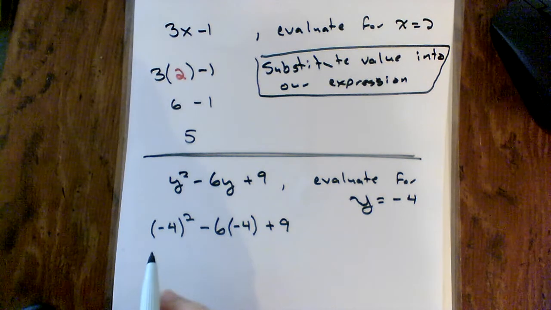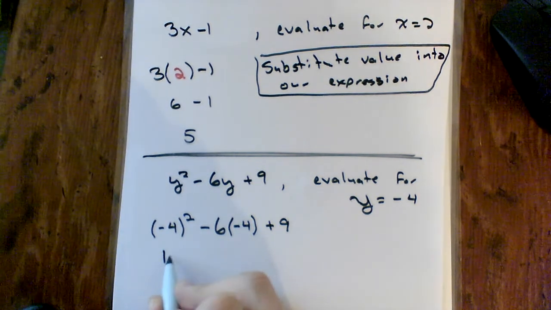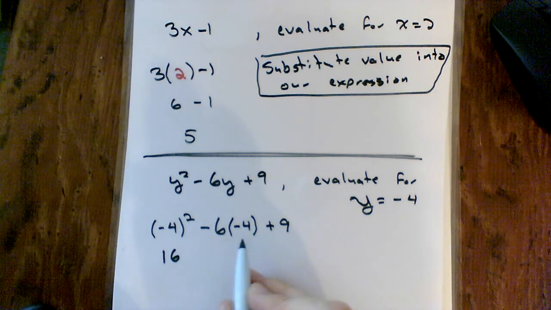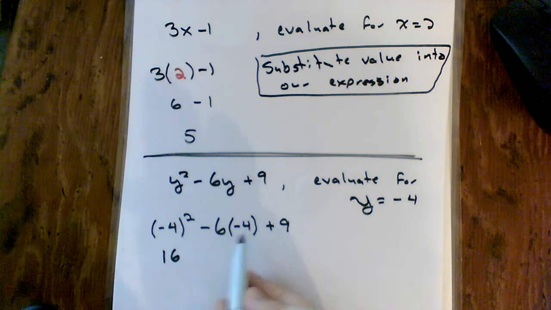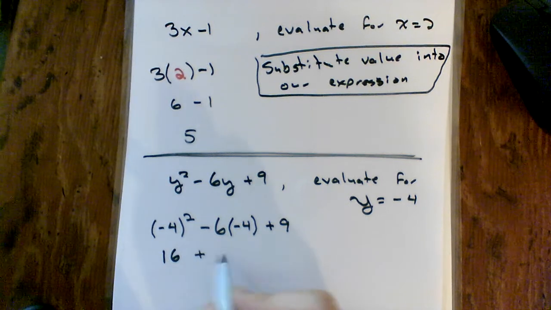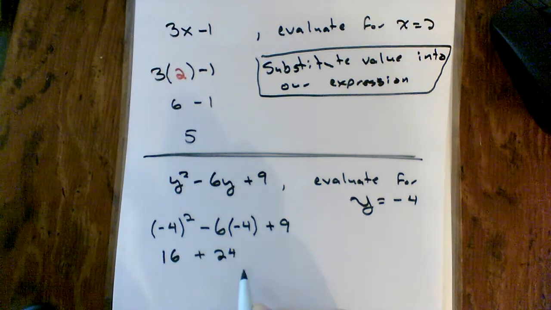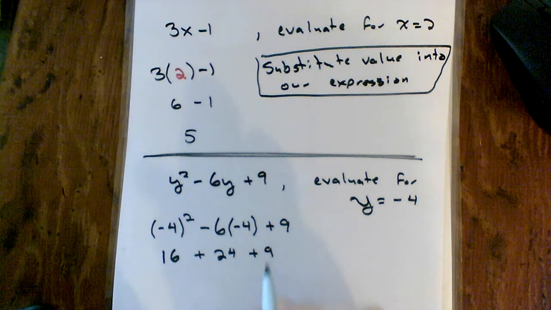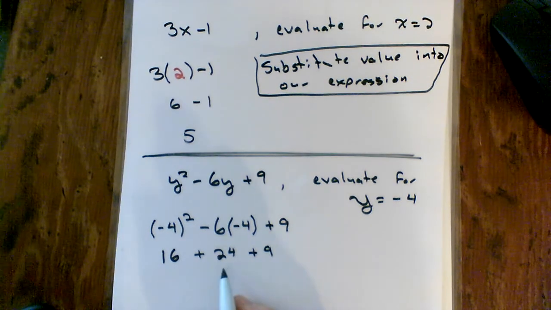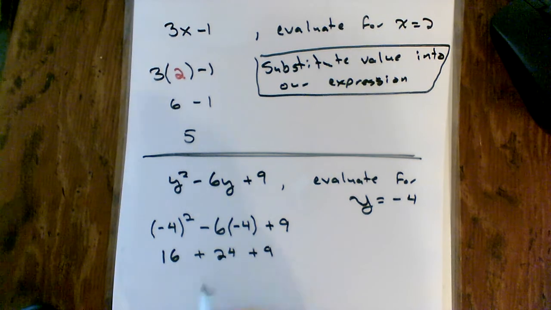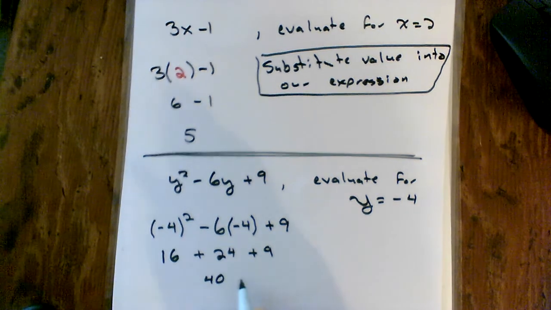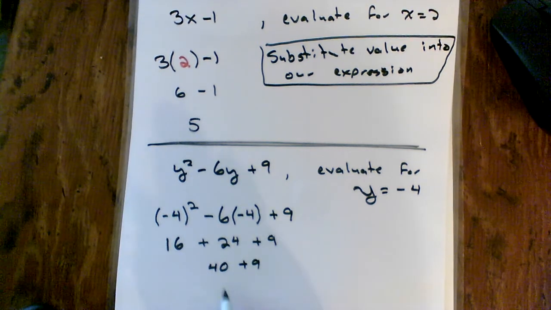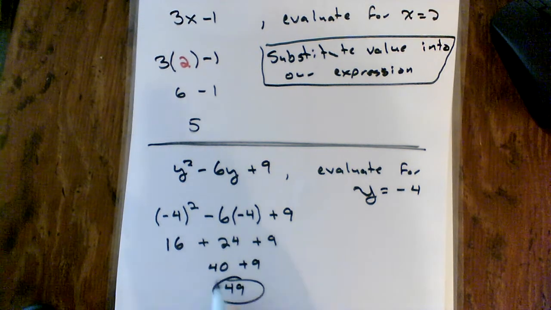-4 times -4 is a positive 16. Now in this next expression, I've got -6 times -4. That's going to be a positive 24. And last, I've got my 9, just kind of hanging out here. 16 plus 24, that's going to be 40. So might as well put that intermediate step there, 40 plus 9. You don't have to if you don't want to. 40 plus 9 is going to be 49. So there's our answer.